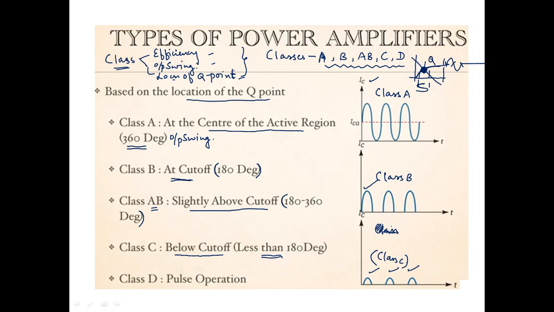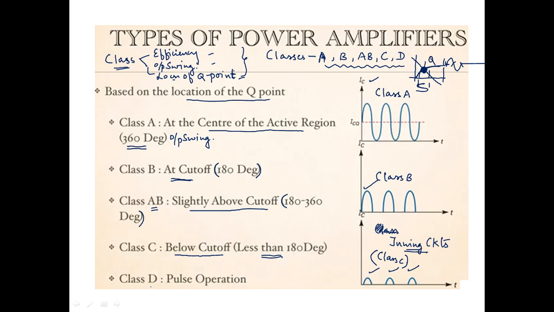Usually class C power amplifiers are used in tuning circuits. And where do we use the tuning circuits? We use tuning circuits in oscillators and LC tuners, which you have studied, the Colpitts oscillator, the Hartley oscillator and all.